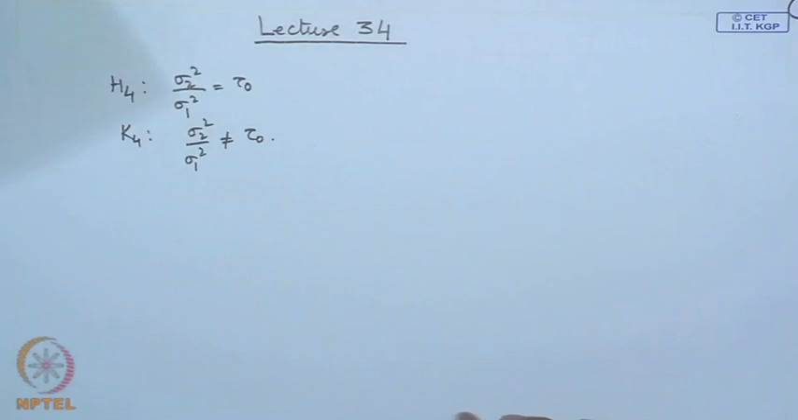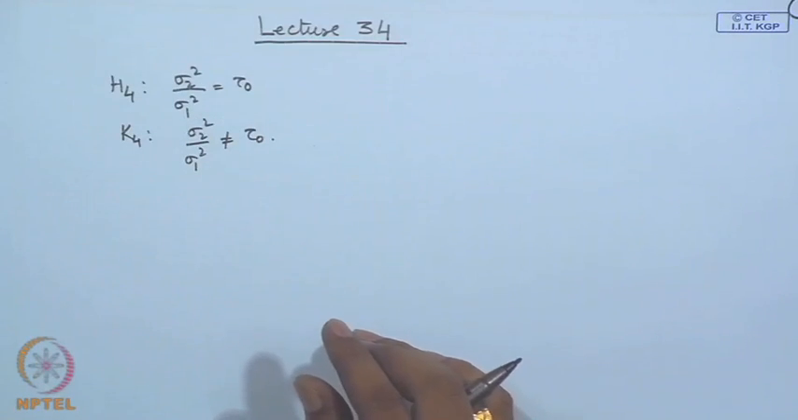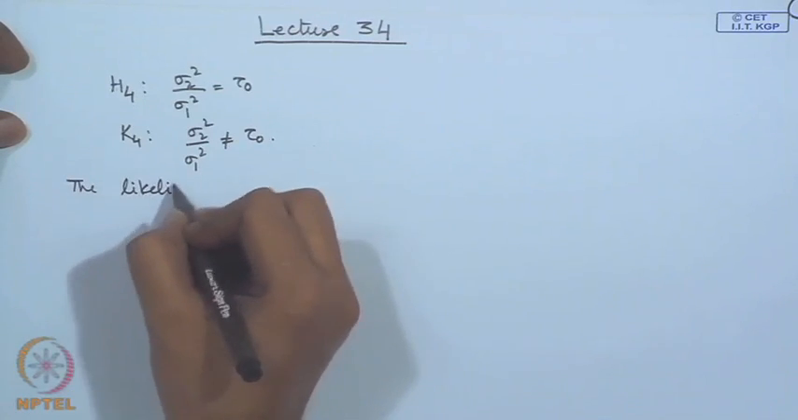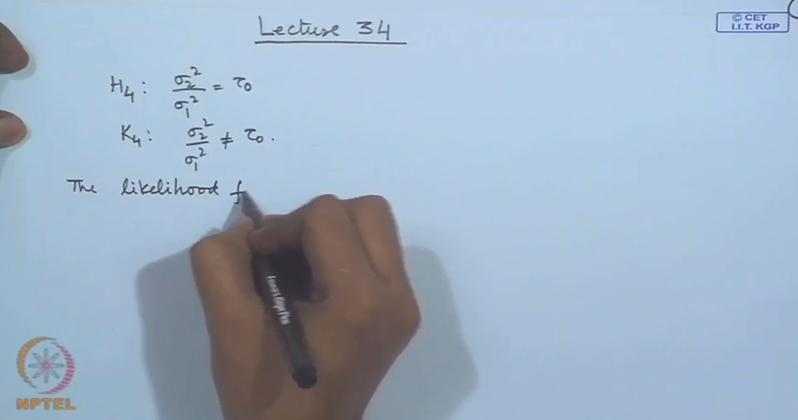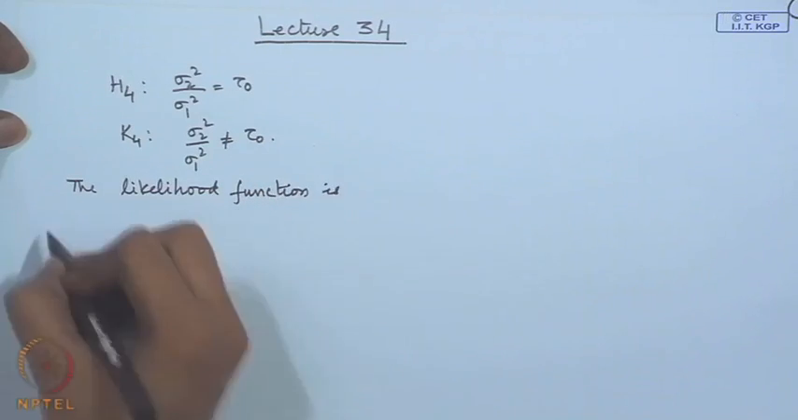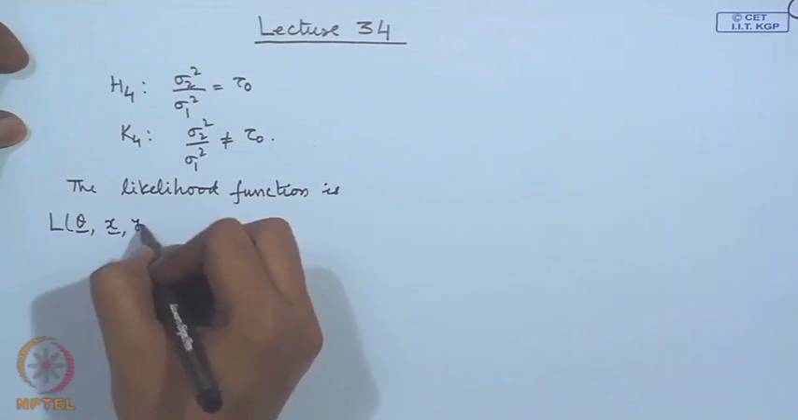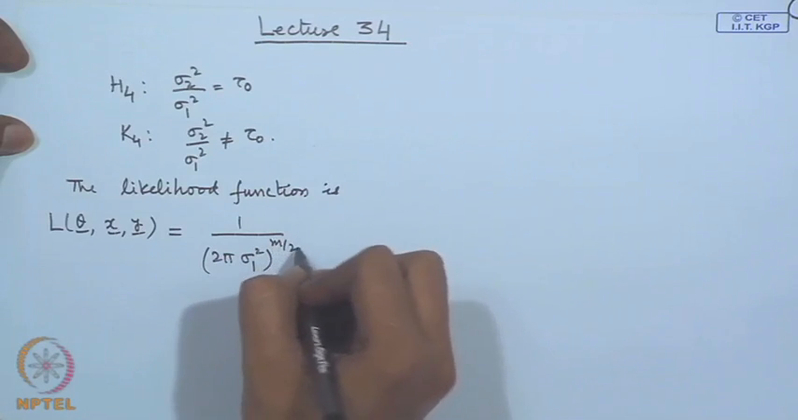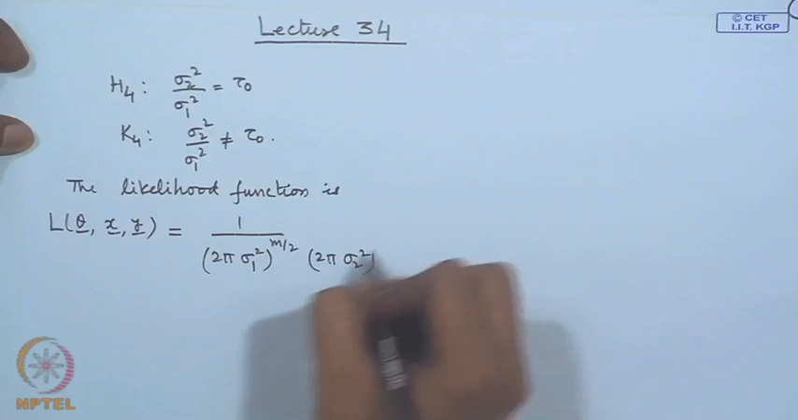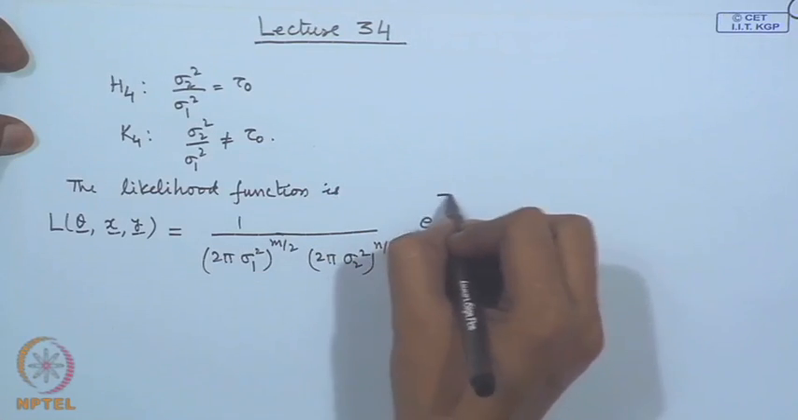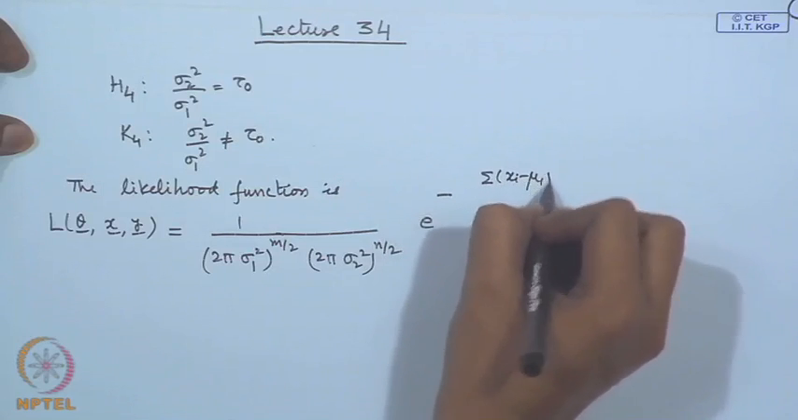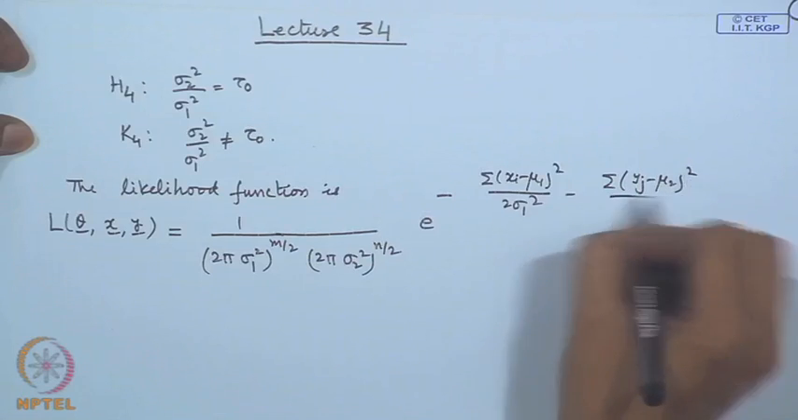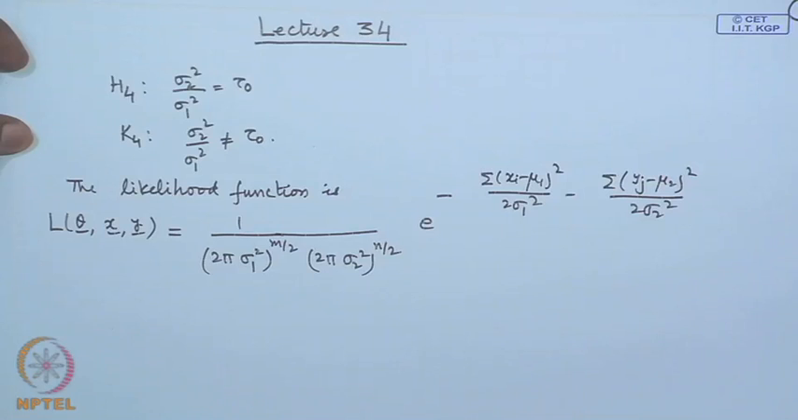Now, in this new case, let me repeat it here, the likelihood function and the log likelihood function which we need to write. So, L theta x y is equal to 1 by 2 pi sigma 1 square to the power m by 2, 2 pi sigma 2 square to the power n by 2, e to the power minus sigma x i minus mu 1 square by 2 sigma 1 square minus sigma y j minus mu 2 square by 2 sigma 2 square.